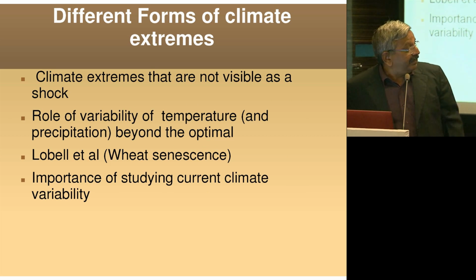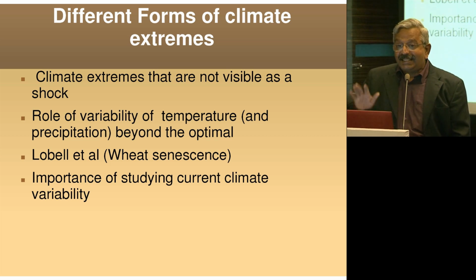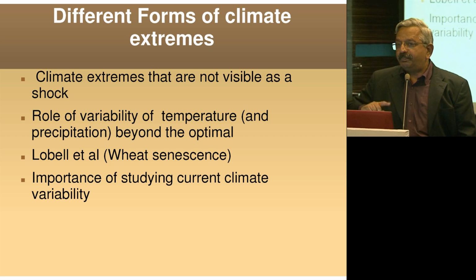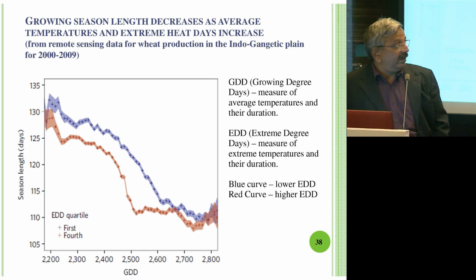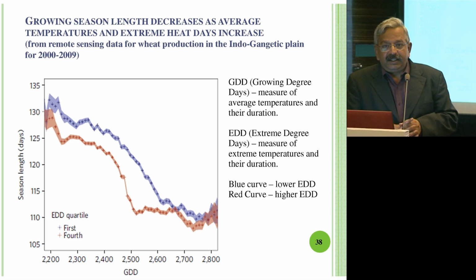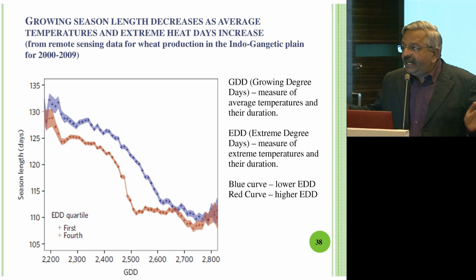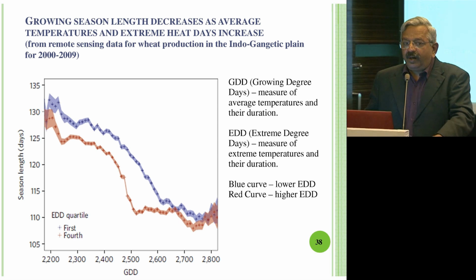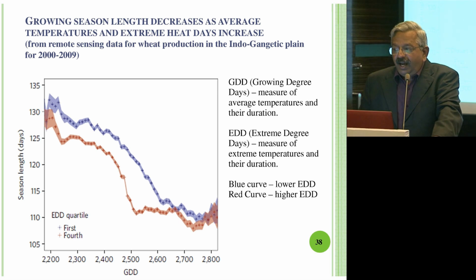So not only this kind of climate shock, I think we need to look at other forms of climate extremes that are not really spikes of the kind that a cyclone is. And there I am quite taken with the work of Lobell and colleagues. This goes to the same point that Dr. Sulochana Gadgil was making yesterday, that it is not just the mean which is an important variable for output and productivity. I think the mean as well as variability are very important.